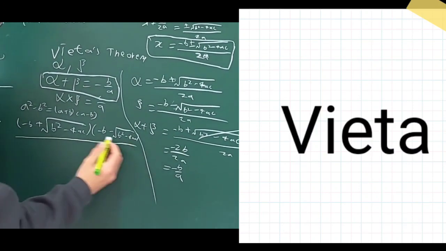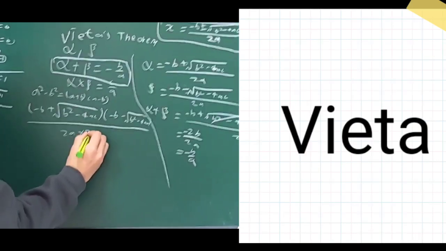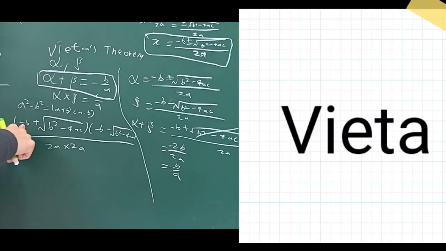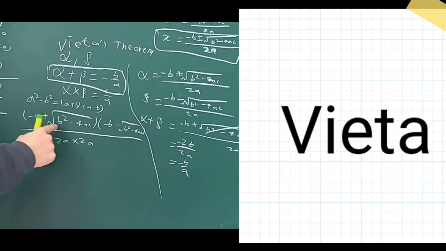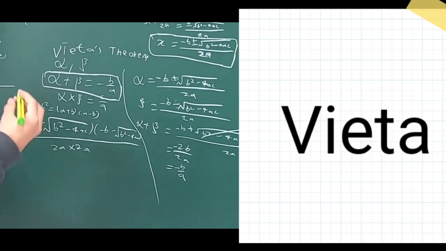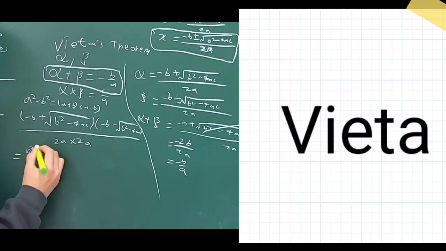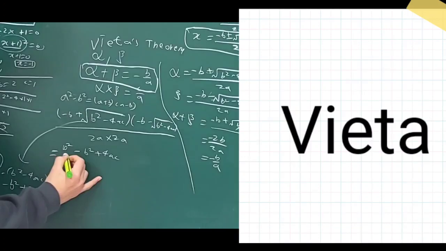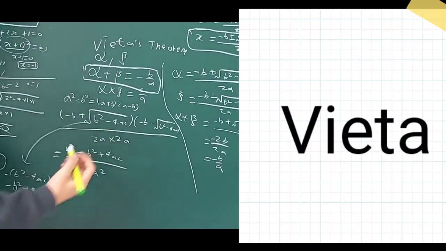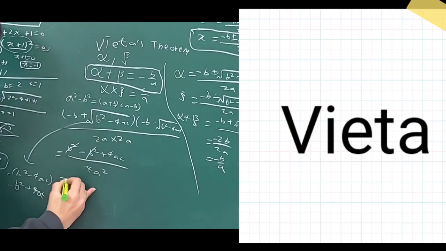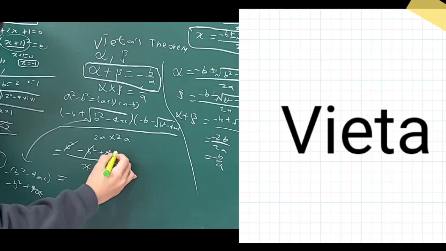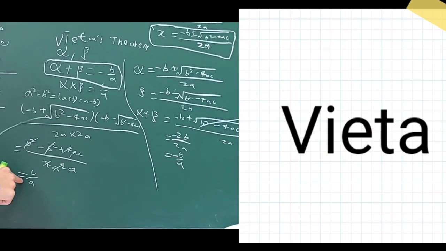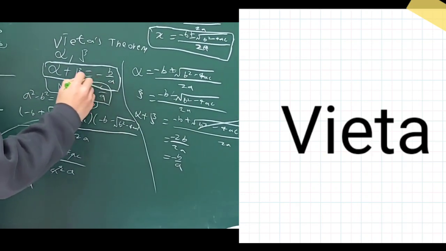over 2a times 2a. So this is just negative b squared, and then minus the square root of b squared minus 4ac, squared. Which will give us b squared minus b squared plus 4ac divided by 4a squared, like this, and this will be cancelled out. That will give us c over a. Now we just proved another one too. Alpha times beta is c over a.